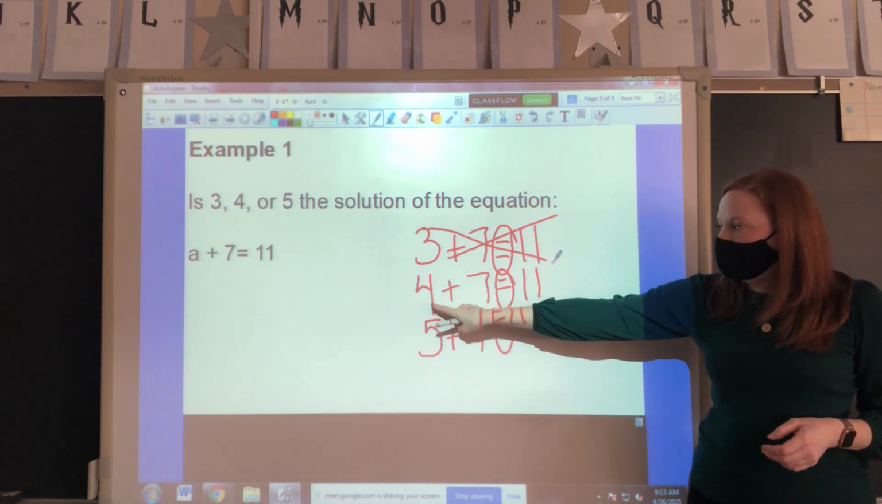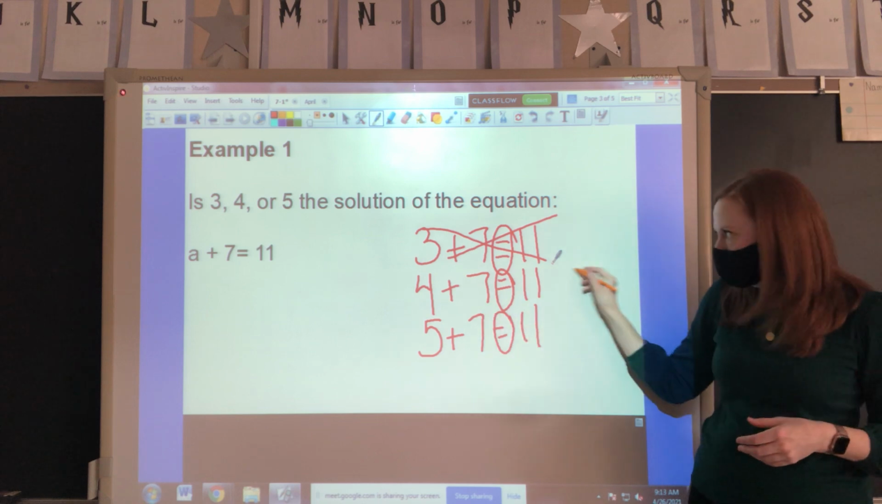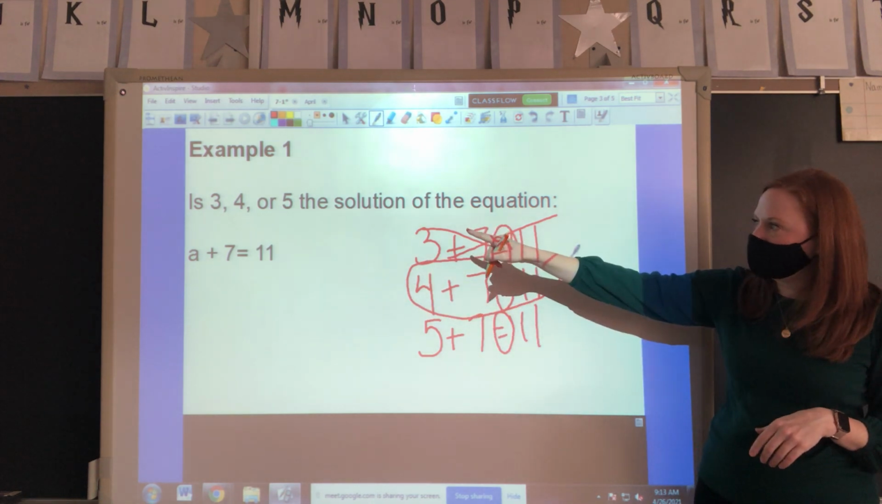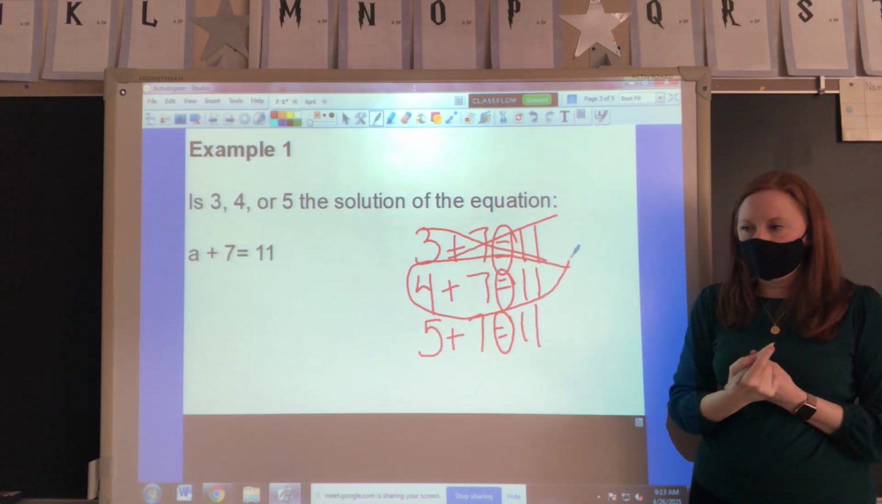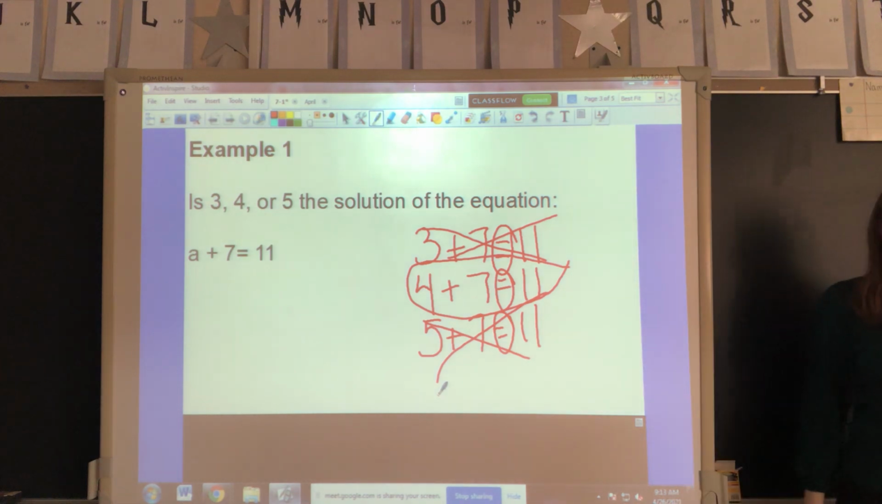Try the next one. What is 4 plus 7? 11. So that's your answer. So the answer is 4. You would use 4. 5 plus 7 is 12, so we don't want that one either. That's one way to do it.